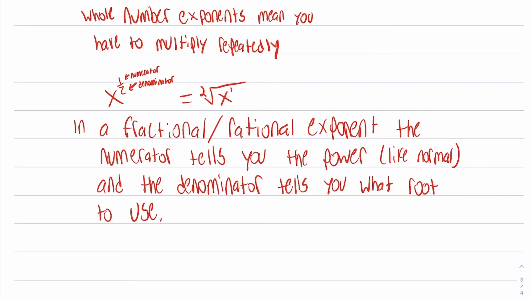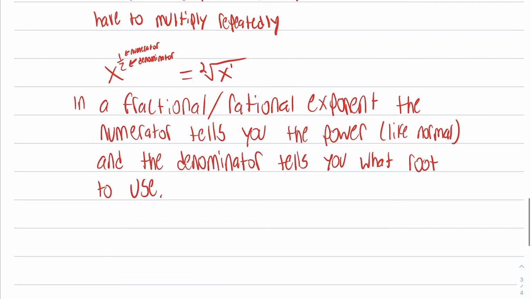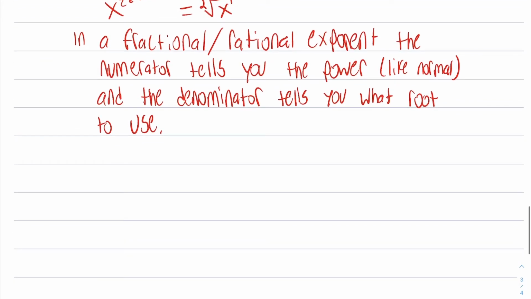Go ahead and write that down. In a fractional or rational exponent, the numerator tells you the power, which is the normal thing, and the denominator of that exponent tells you what the root is that you need to use. So just to surprise you, there is more than just a square root.